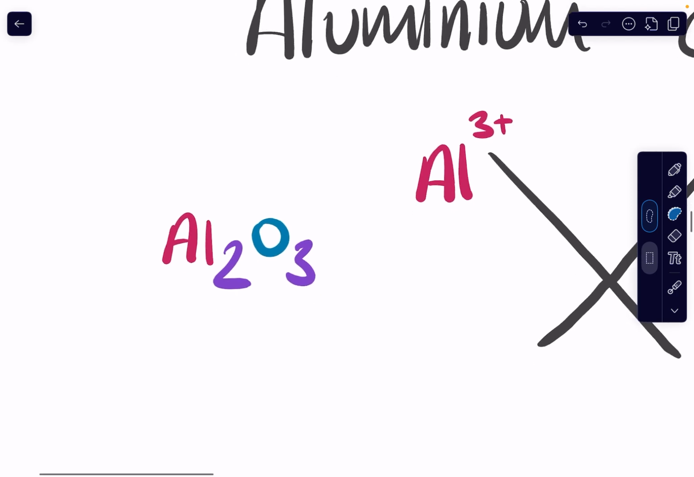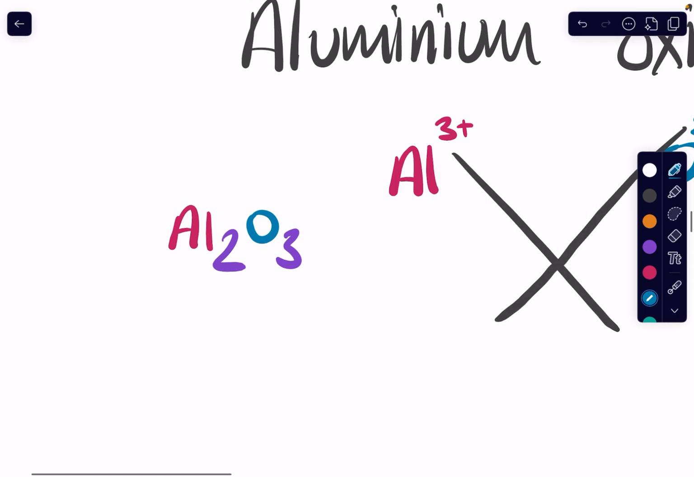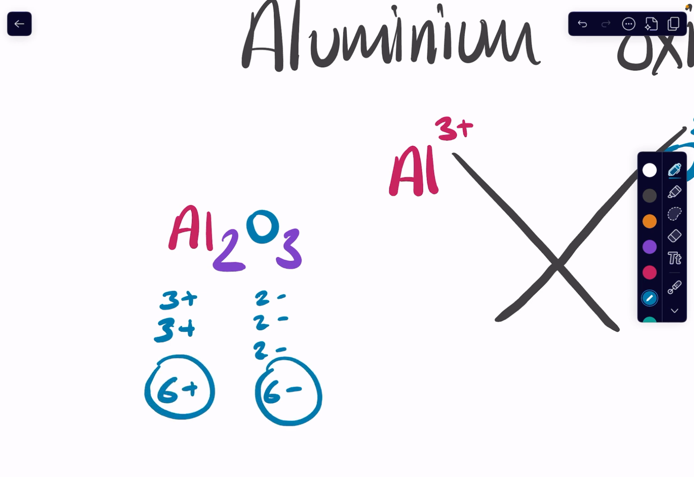And just so you can see this works in reverse, let's have a look at that, assigning oxidation numbers. Oxygen is 2-, and I've got 3 of them. So 2-, 2-, 2-, so 6- overall. Aluminium is in group 3. When it's bound, it becomes 3+, and I've got 2 of them. So that's 3+, 3+, 6+. And these cancel each other out, which means this is correct.